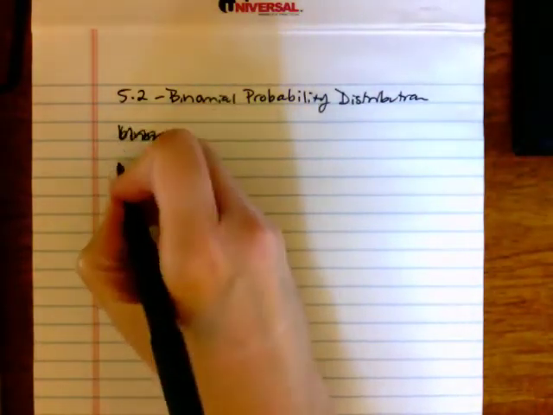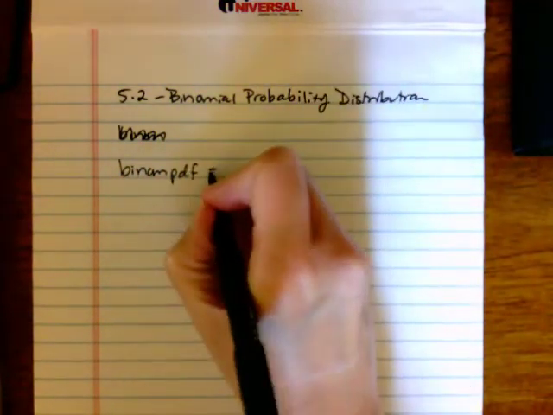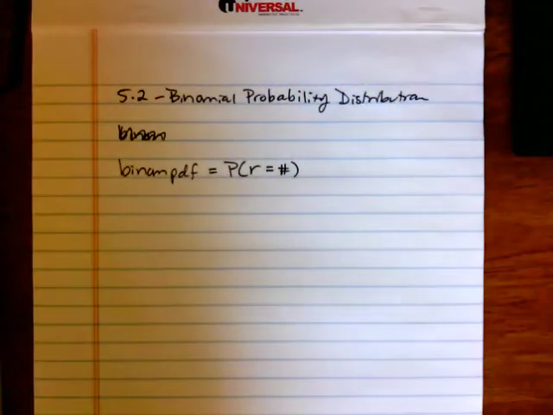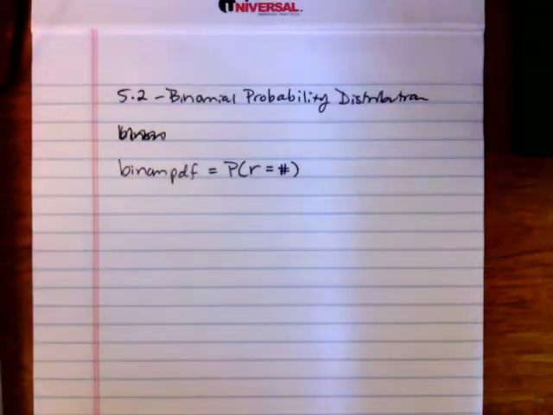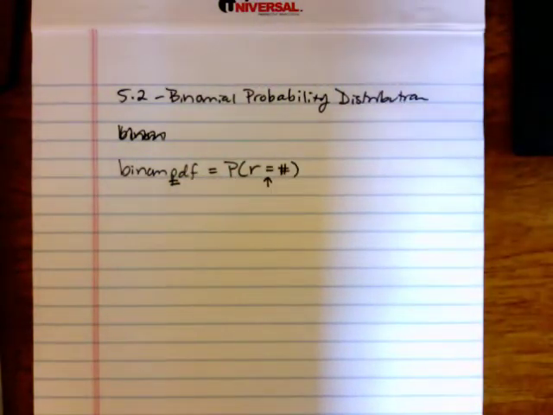The calculator actually has two functions that do calculations of binomial probability distributions. One is binom PDF, and you would use that when you want the probability for an exact number of successes. So if, for example, you want exactly 3 successes in your number of trials, you would use binom PDF, but that has to be when there's an equal to statement.